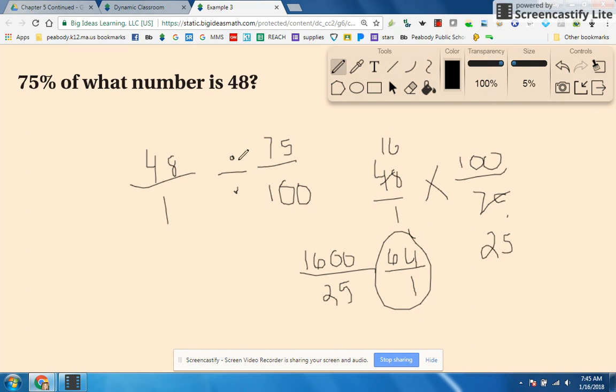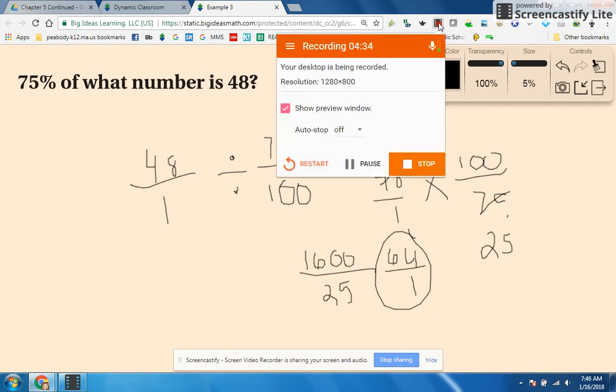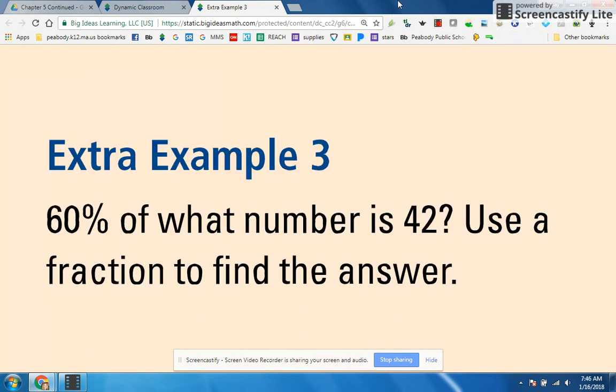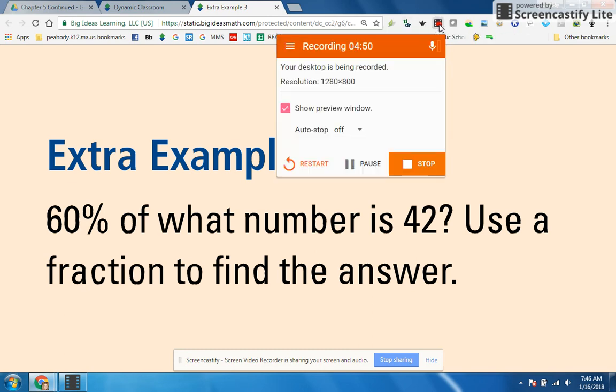So these ones you do backwards. They want you to find the original number, so you start with the number and divide it by the percent, and then you do keep, change, flip. So let me give you one of these ones to try. So I'm going to have you pause and try this one. It says 60% of what number is 42? So they want the original number. So this time you write the number first as a fraction, divided by the percent as a fraction, and do keep, change, flip. So pause and try this one out.